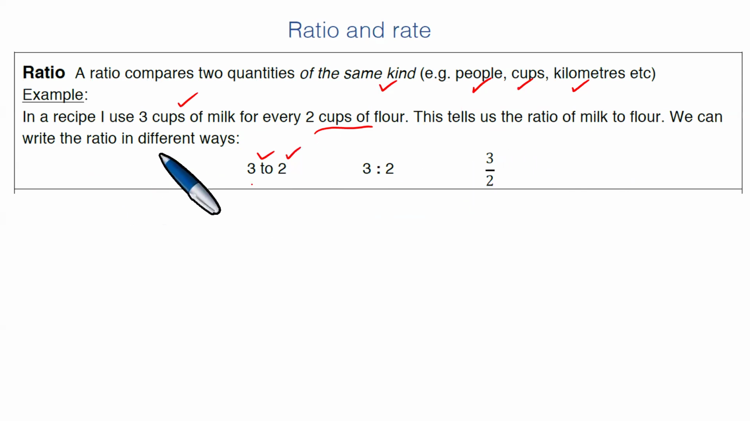We can write the ratio in different ways. The ratio of milk to flour is 3 to 2, or 3 out of 2. So we continue. These are just ratios. Let's continue and look at rates also.